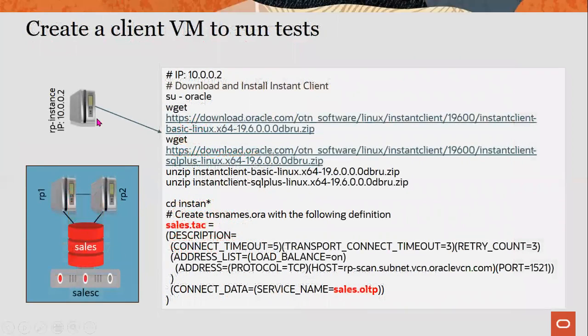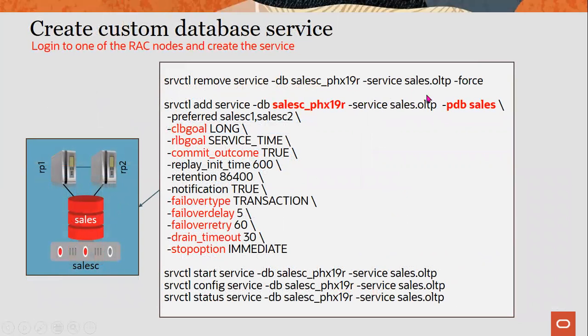Then I'm going to have another client host, it's a VM, where I already installed an instant client 19.6 version. In the instant client home, I created a tnsnames.ora file, and I created a TNS service called sales.tag, and that is pointing to this sales.oltp database service that you just created in the previous slide. This is a service that we created.